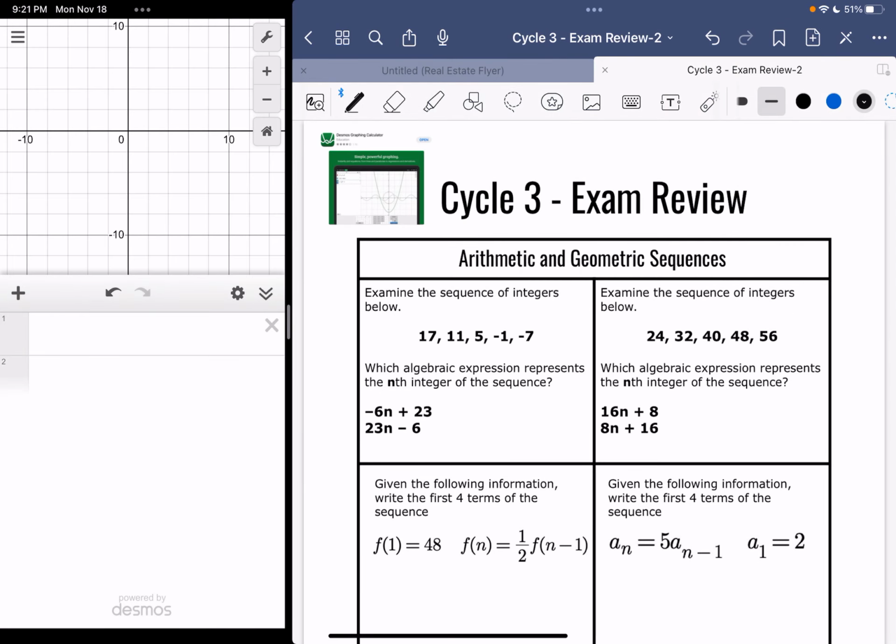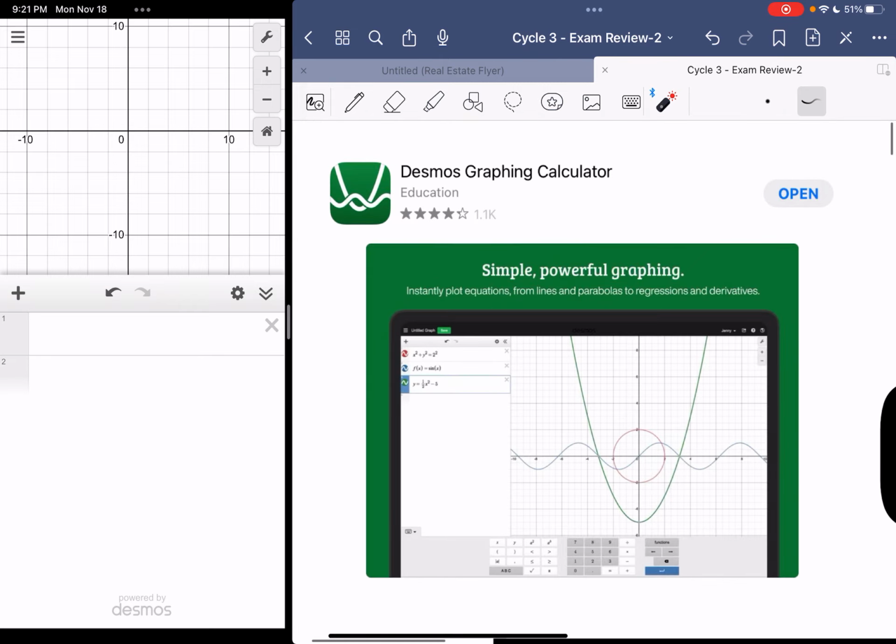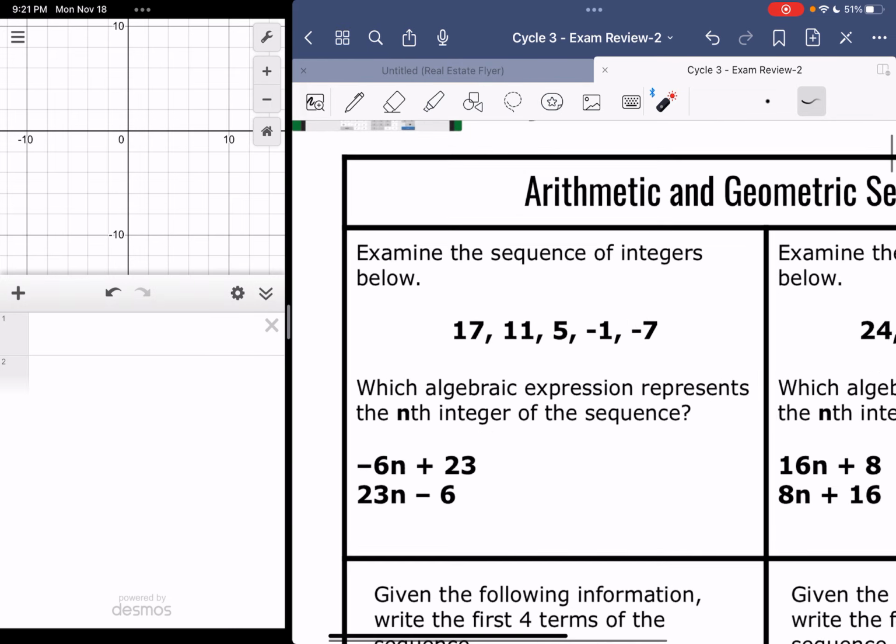All right, even though this review is by hand, we are still going to be using Desmos for a couple questions. So if you don't have a computer, this is the best way to access Desmos. Just get the app, Desmos Graphing Calculator. All right, let's jump right in.